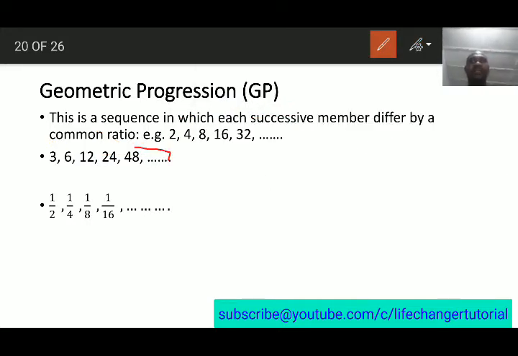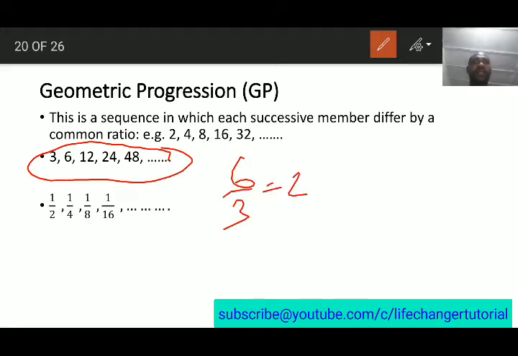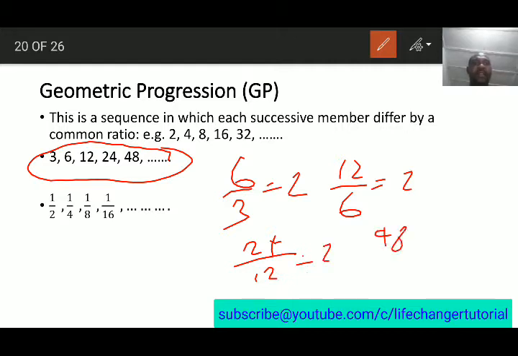Now that's the same with this example here. If you notice, 6 divided by 3, the second term divided by the first term, is 2. 12 divided by 6 is 2. 24 divided by 12 is also 2, and 48 divided by 24 is also 2. So this particular sequence is also a geometric progression with common ratio equal to 2.